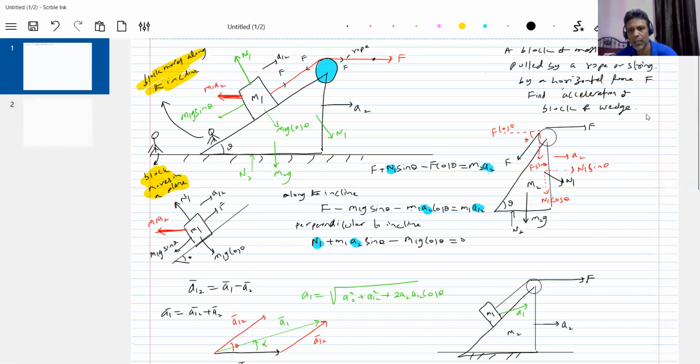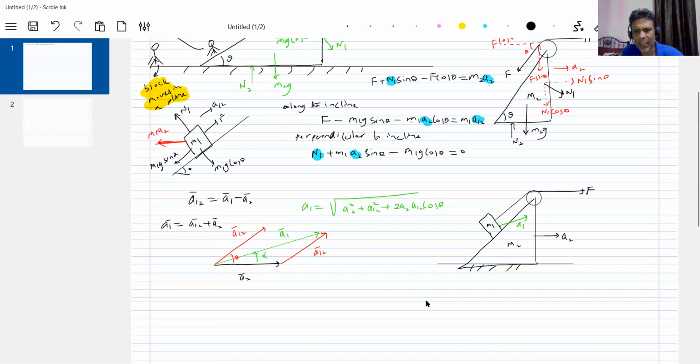Is it okay? Yes, sir. Just simple. See, you must draw the diagrams. It's not about writing equations. So finally, the acceleration A1, I'm showing in green color, is somewhere moving like this.